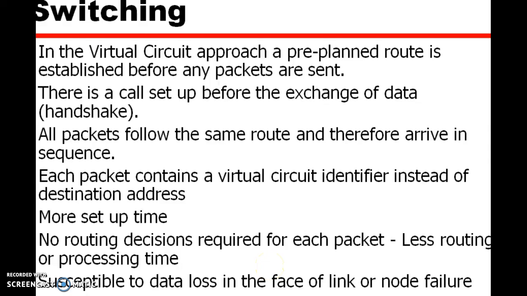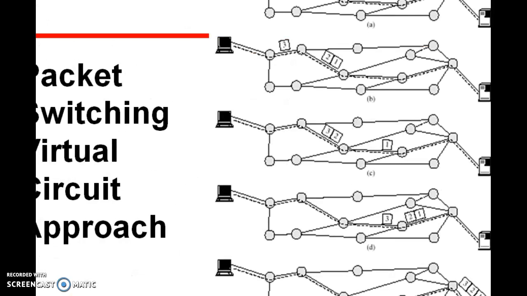Another technique is virtual circuit packet switching. In the virtual circuit approach, a pre-planned route is established before any packets are sent. There is a call setup before the exchange of data. All packets follow the same route and therefore arrive in sequence. Each packet contains a virtual circuit identifier instead of a destination address. More setup time, but no routing decisions required for each packet, so less routing or processing time.